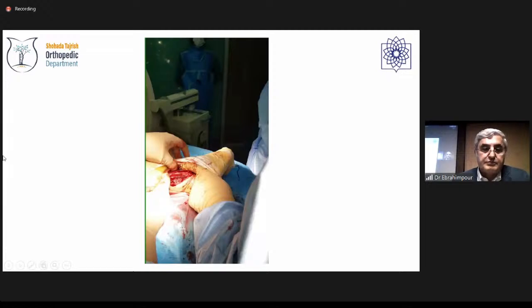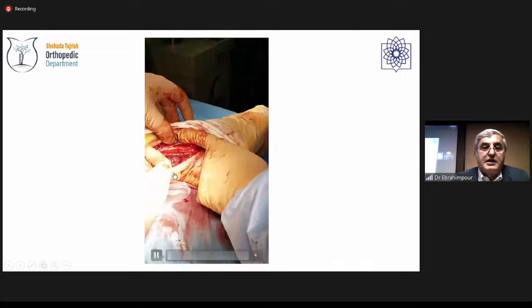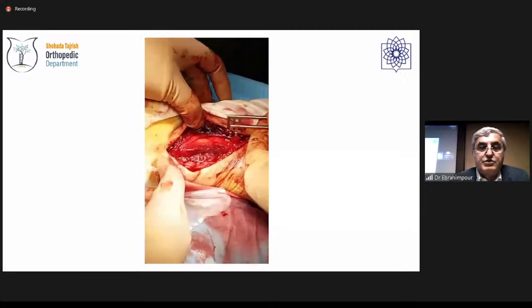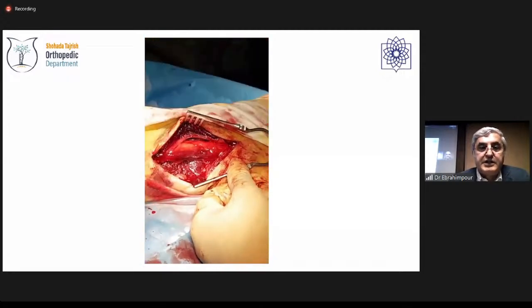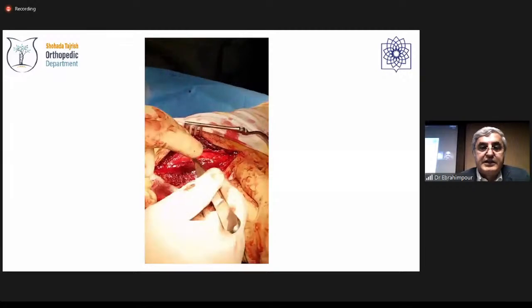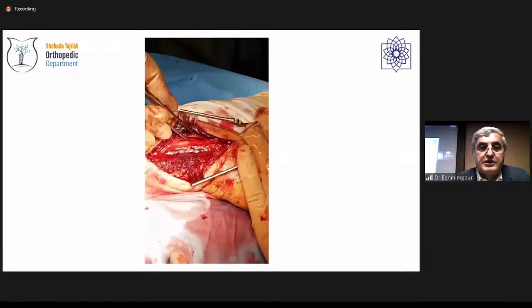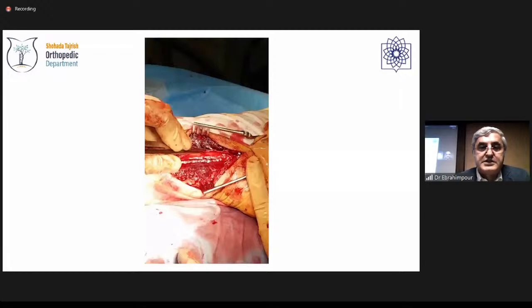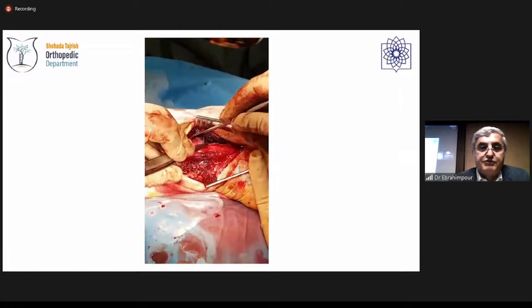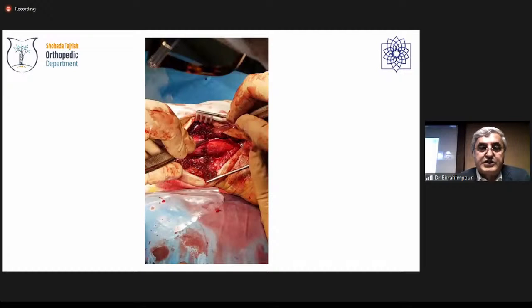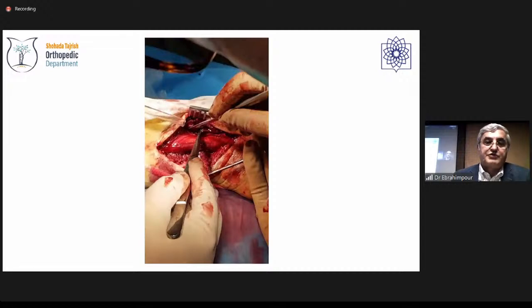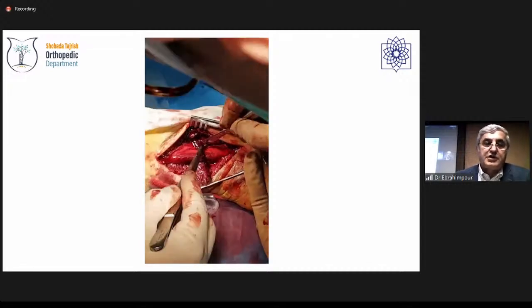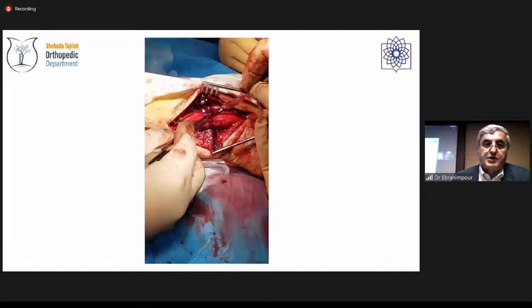And again, as you see in this video, we can approach the fibula very simply between the skin and the anterior part of the peroneals without disturbing the peroneals. And as I mentioned before, the plate can be positioned on the lateral part of the fibula or the posterior part of the fibula.